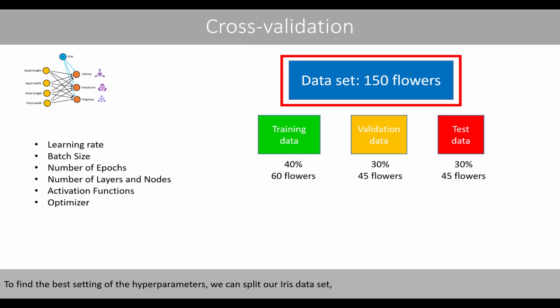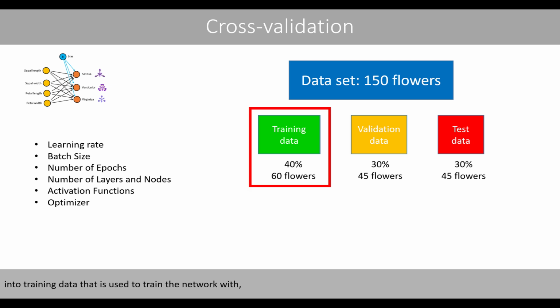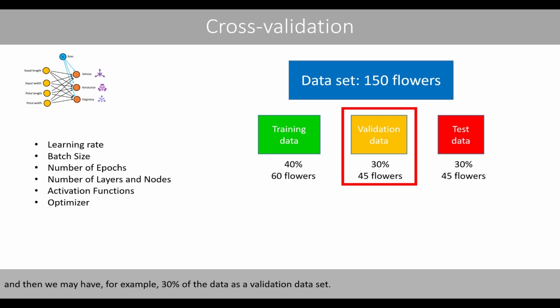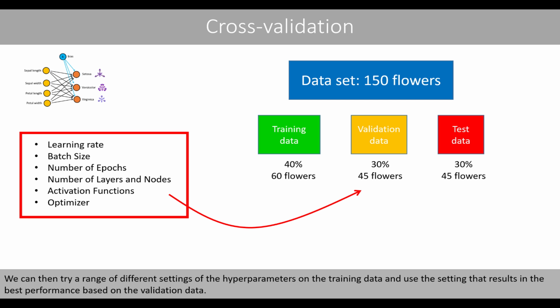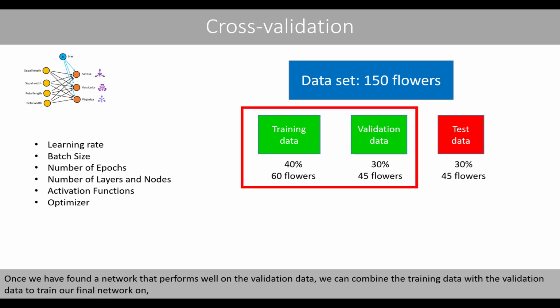To find the best setting of the hyperparameters, we can split our iris data into training data that we use to train the network with. And then we may have, for example, 30% of the data as a validation dataset. We can then try a range of different settings of the hyperparameters on the training data and use the setting that results in the best performance based on the validation data.